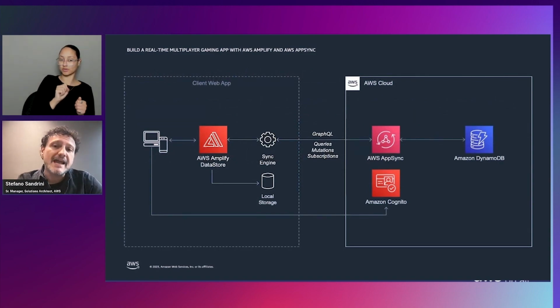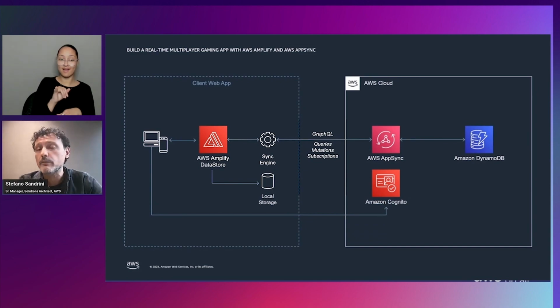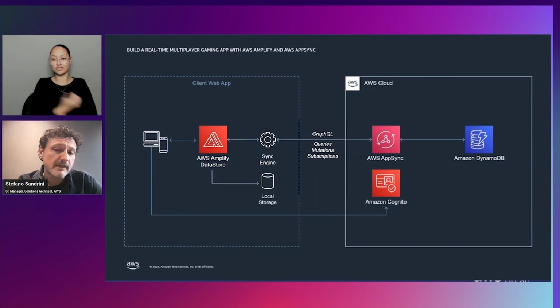So this is the architecture that will be implemented and deployed by using those three categories. We have a web client based on React that leverages DataStore and its synchronization engine to automatically sync the local storage in your browser with the data we have in the cloud stored in DynamoDB. In order to do that, DataStore manages for you the integration with the API provided by AWS AppSync, leveraging GraphQL operations such as query, mutations, and subscriptions. And all operations will be protected using the authorization integration between Amazon Cognito and AWS AppSync.